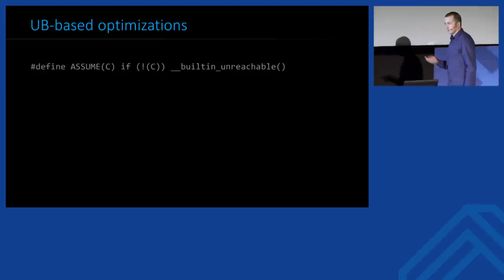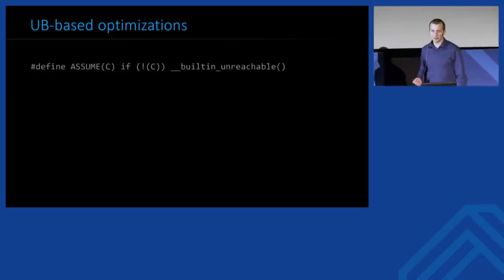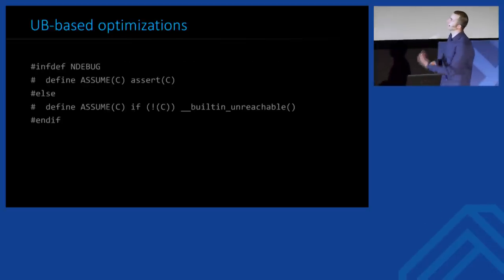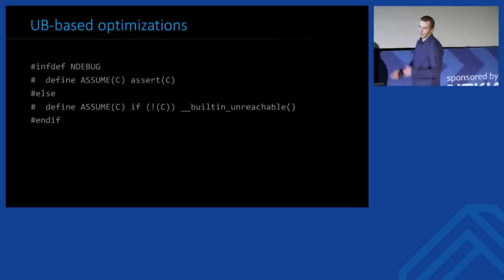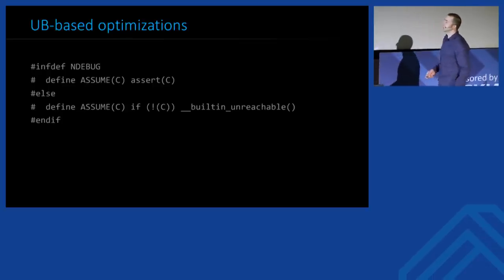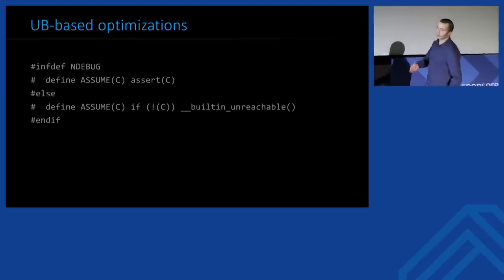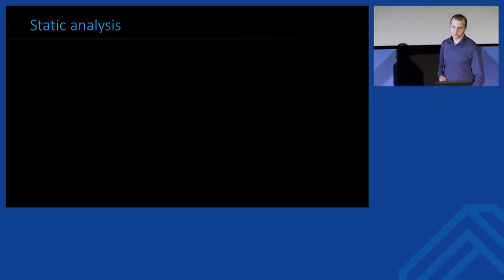Of course, we know the dangers of dealing with undefined behavior, so normally what people do is to define it conditionally. In test builds, we are just performing normal asserts, so we are making a defensive check and alerting the programmer if something is wrong. In super optimized builds, we give additional hint to the compiler. So this is about optimizations.